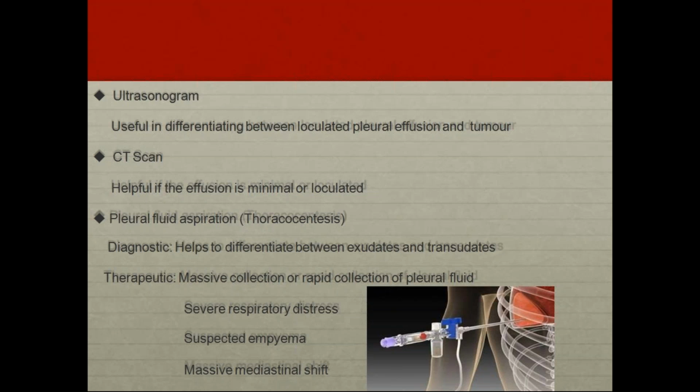Sometimes when there is a massive pleural effusion, you have to do pleural fluid aspiration. Sometimes when 200 ml or so of fluid gets accumulated, the patient will feel breathless. There will be shortness of breath. Then we have to do it therapeutically, not for diagnostic sake. You have to do therapeutic pleural fluid aspiration. Aspiration means taking the pleural fluid out, which is termed thoracocentesis.